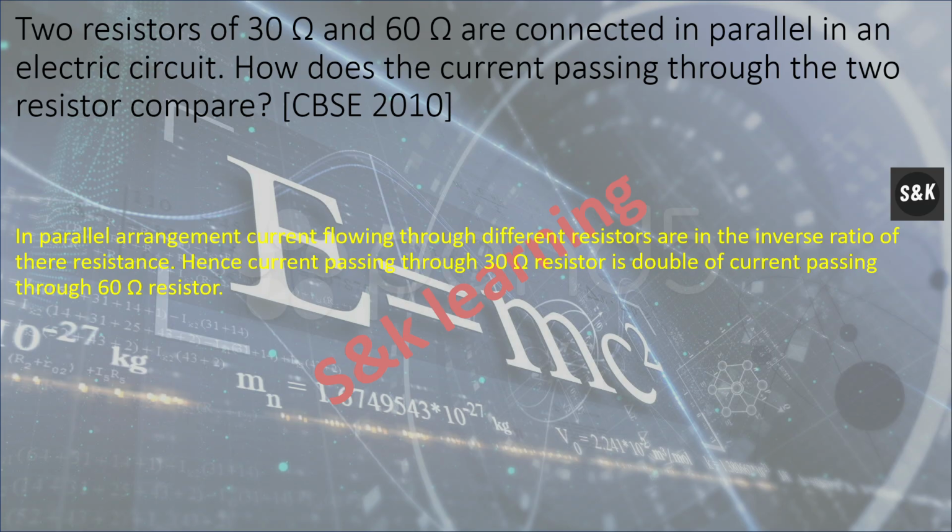Two resistors of 30 ohm and 60 ohm are connected in parallel in an electric circuit. How does the current passing through the two resistors compare? In parallel arrangement, currents through different resistors are in the inverse ratio of their resistances. Hence, current passing through the 30 ohm resistor is double the current passing through the 60 ohm resistor.